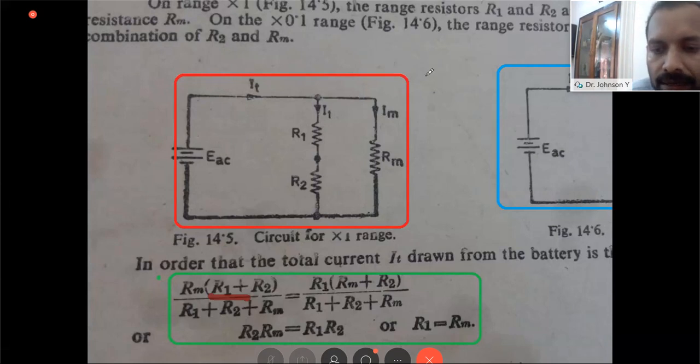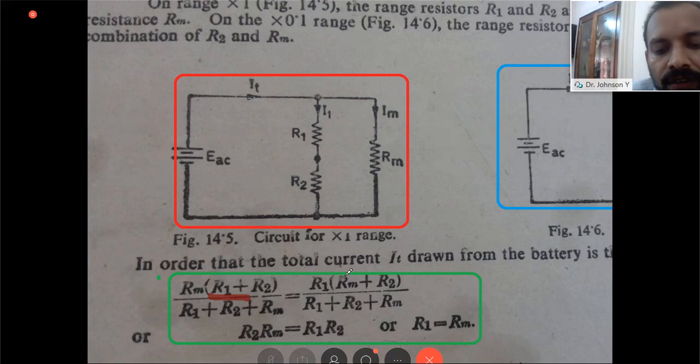In the next thing, the figure is not much clear. It's only half portion here. What is happening there is only R1 in one part and Rm and R2 in the other part. In the next switch position, we can see R1 in one part and R2 and Rm in the other part. Actually, the figure is only half cut, so that is why it's difficult to understand. Anyway, the equation is like this.